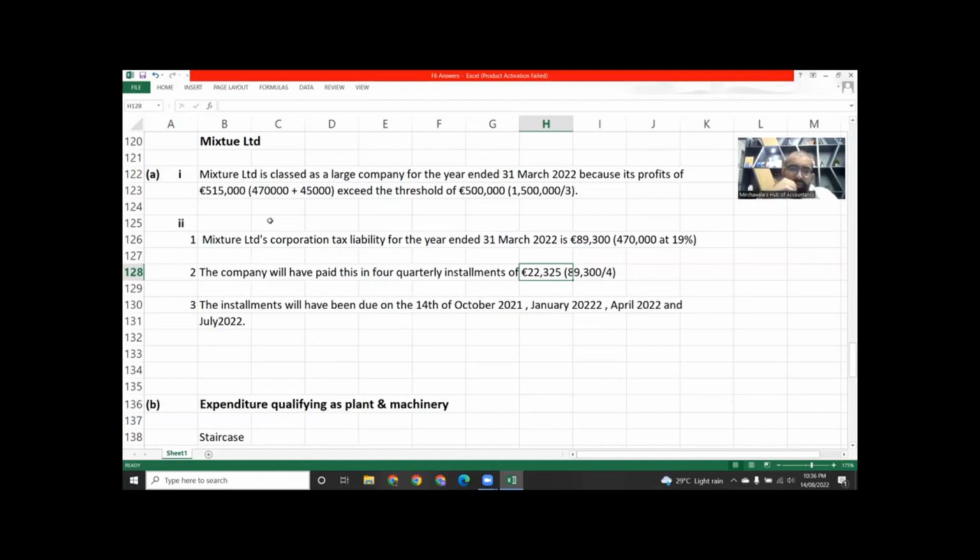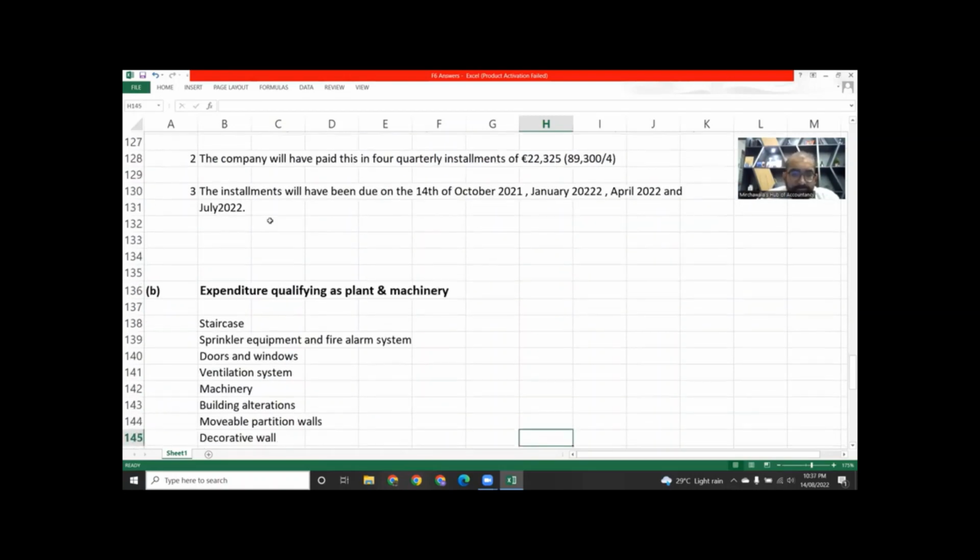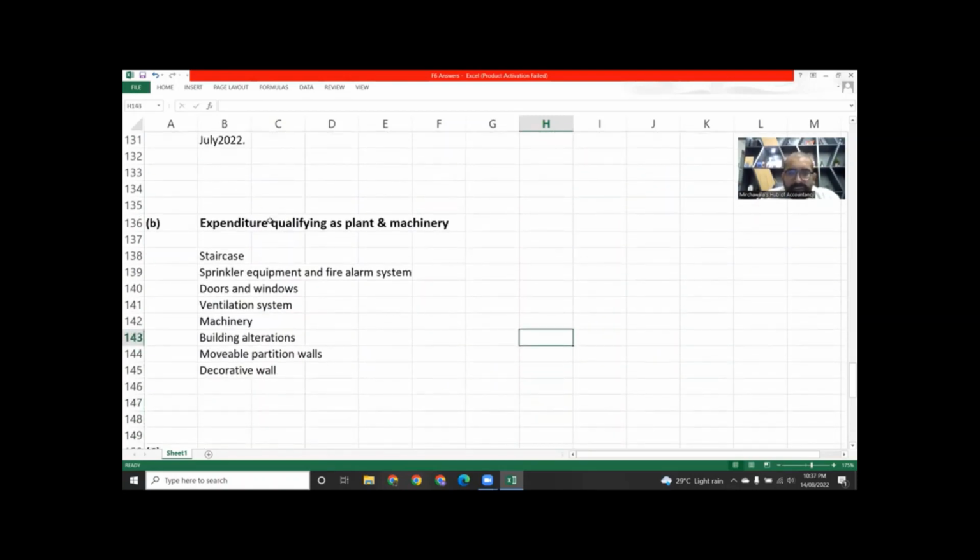Total 5 marks for you guys. Okay. Now let's move to the next capital allowances thing. Look at here. These all are the names. I just told you there are few things which are part of building, not plant and machinery. Staircase is part of building, right?